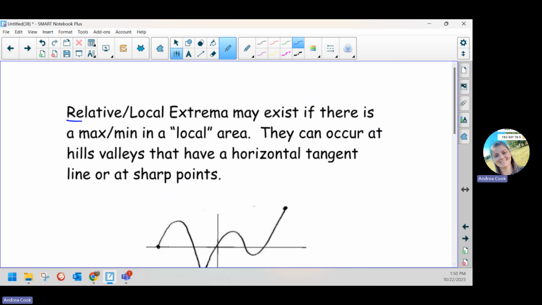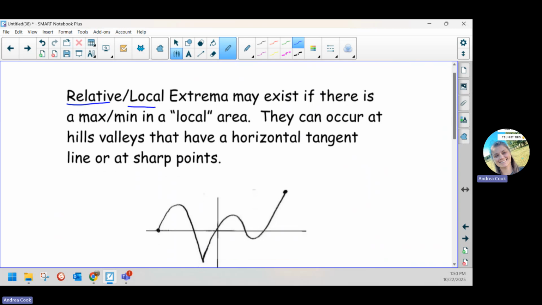Okay, relative or local extrema. Relative or local mins or maxes can occur in a local area. So it's not necessarily the maximum or the minimum, they're just relative maxes or mins. They can occur at hills or valleys that have horizontal tangents. And remember, a horizontal tangent is when the derivative is equal to 0, or at sharp points. And if you remember, at sharp points, that's where the derivative is undefined.